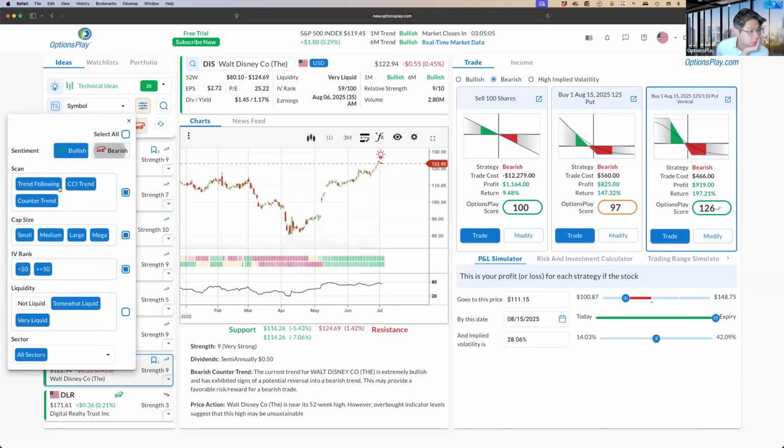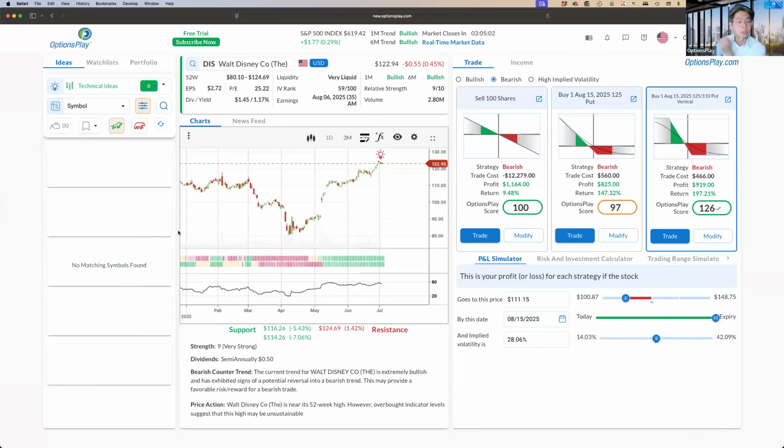Are there any bullish counter trend trades today? No, there were no bullish counter trend trades today. So that's why I couldn't find one before.